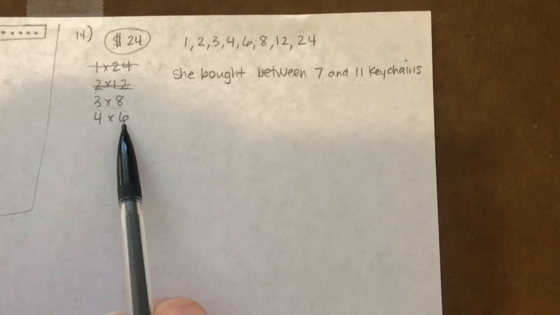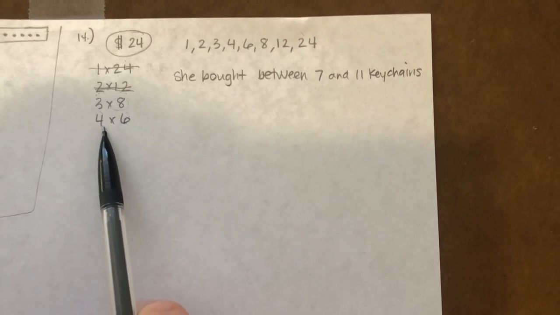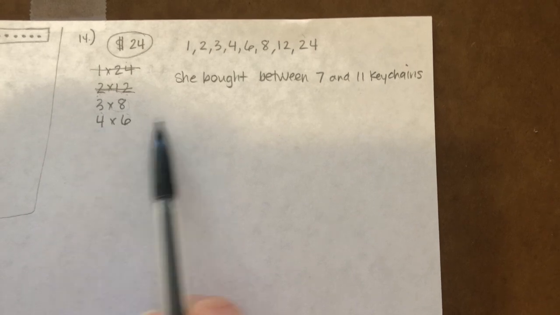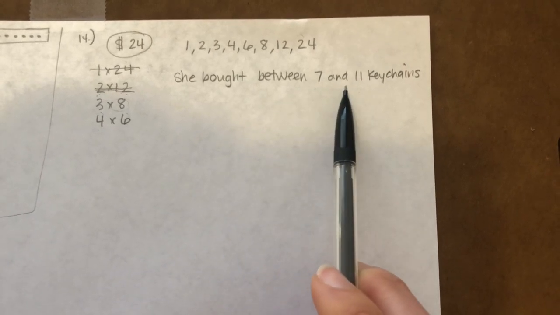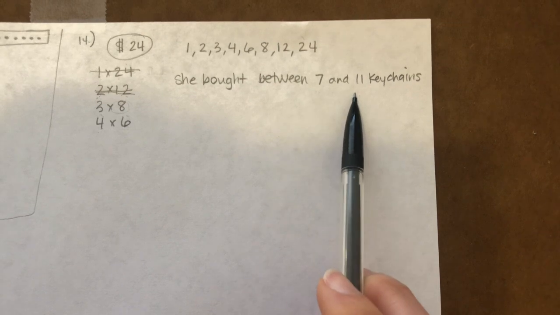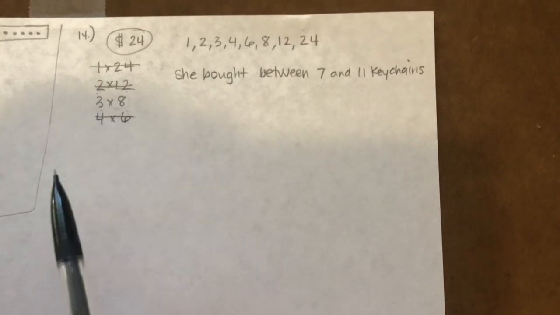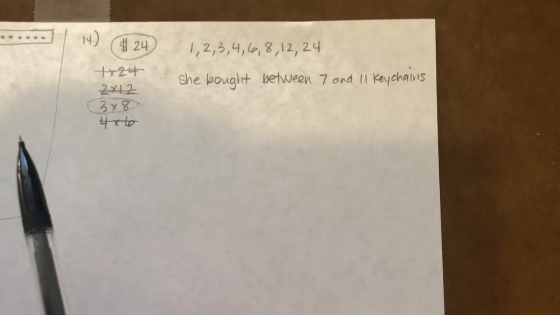We could also try 6 keychains at $4 a piece. So if she bought 6 keychains that each cost $4, that would equal $24. But once again, it doesn't work because she purchased between 7 and 11, and 6 falls below that. So we know that 4 times 6 is not going to work. 3 times 8 is our only option.